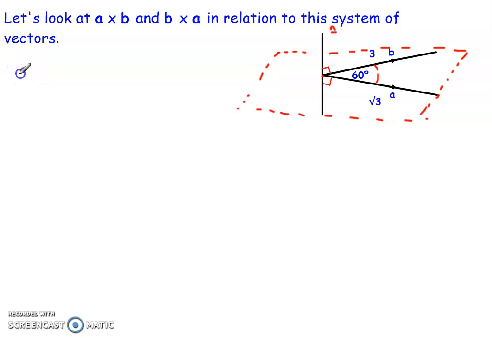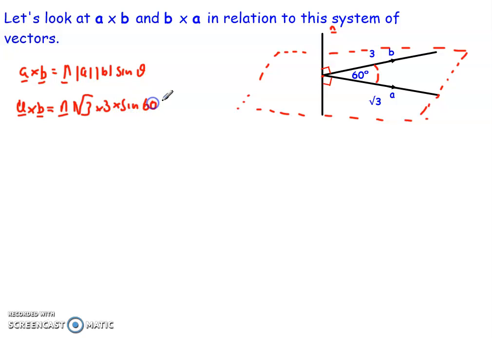Now if we were to look at A cross B, we know that that would be equal to n times the magnitude of A, magnitude of B, sine theta. So in this case, that would be A cross B, so it would be n times the magnitude of A, which is √3, times the magnitude of B, which is 3, times sine theta, so times sine 60 degrees.